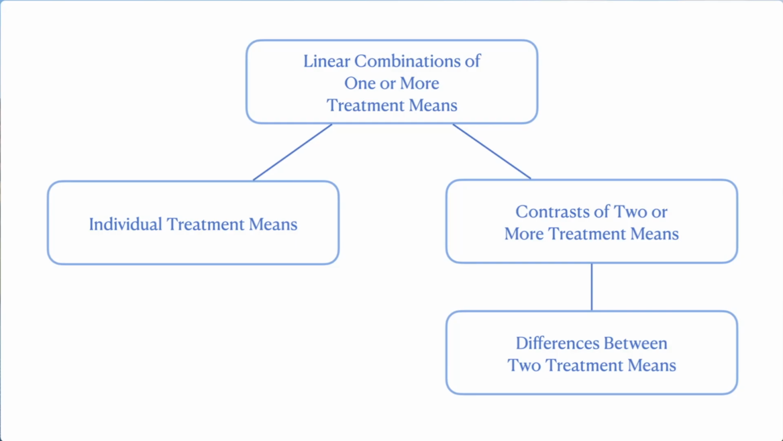So the logical relationships are as follows. The most general type of construct that we'll be looking at will be linear combinations of one or more treatment means. A special case of that would be individual treatment means. Another special case would be contrasts of two or more treatment means. And then a special case of a contrast would be differences between two treatment means.